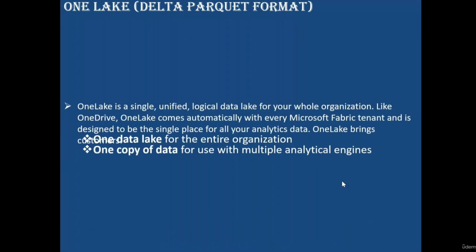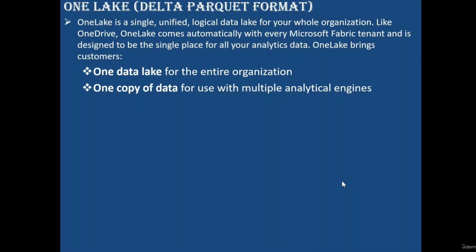Okay, let's move on. Let me explain some theoretical points. What is OneLake? OneLake is a single, unified, logical data lake for your whole organization. So for the entire organization, there is a single storage called OneLake. It is like OneDrive, where we can store any data. When you create your account, OneDrive comes with the account. Similarly, when you create Fabric, OneLake storage comes automatically without provisioning any other resources. You don't need to do anything else for OneLake.